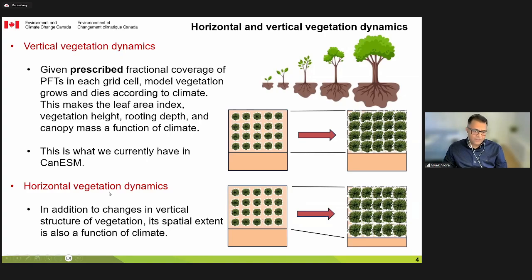However, there's another aspect to vegetation dynamics, which is the horizontal one: as the climate changes, the vegetation is able to expand horizontally and change its geographical distribution. I've tried to show this in the graphic in the bottom right panel here. And we do not yet have this. We have this working offline, but we do not have this in the climate model yet. So I just wanted to mention this.